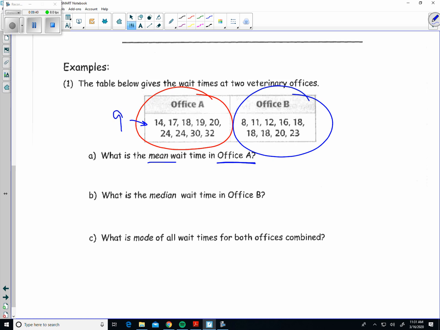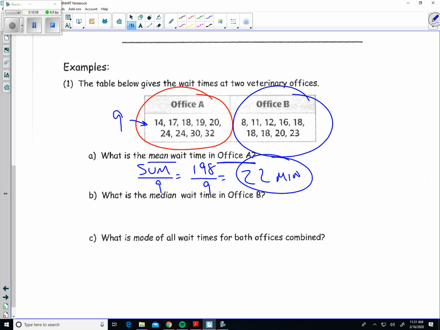But if we want to find what the mean is, remember what mean is. You have to take the sum of all the wait times, and you must divide it by the number of wait times. So here we had 9 people waiting to see the veterinarian. The total sum that they waited was 198 minutes. 9 people did that, so that average would be 22 minutes for our wait time.